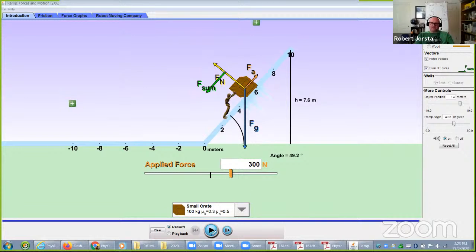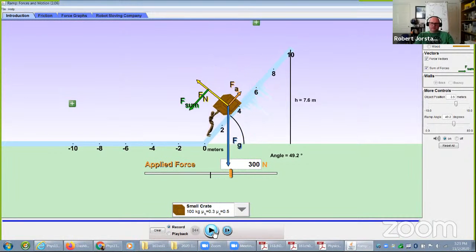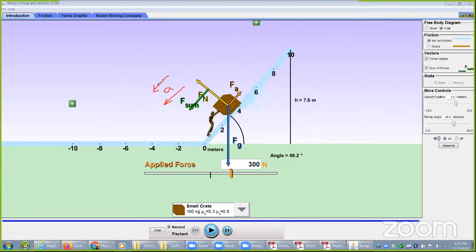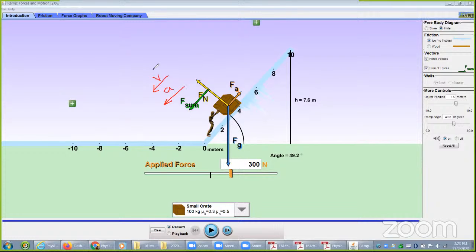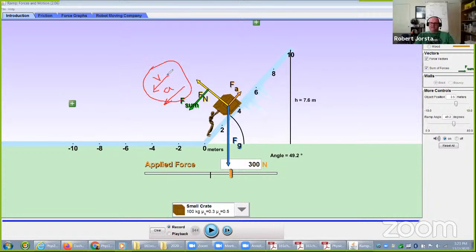So let's run this thing again for a second. Right now, I want to point out what direction is the acceleration. We said down this way. What direction is it moving? Down that way, down the incline. So should it be speeding up or slowing down? I think it's the same way. Speeding up. Excellent.